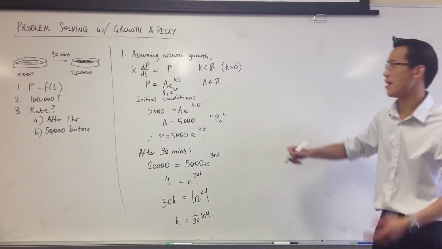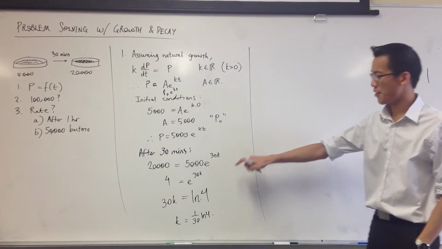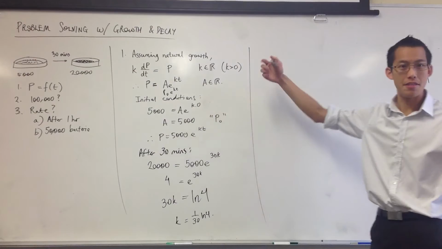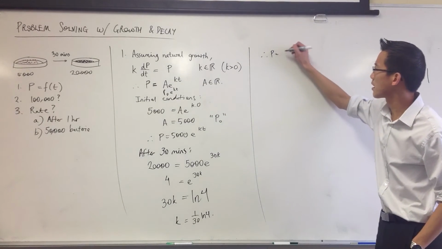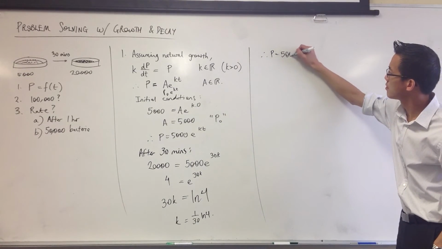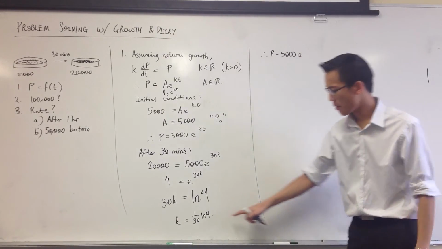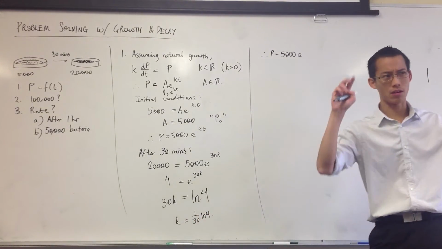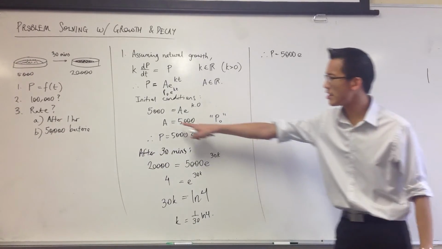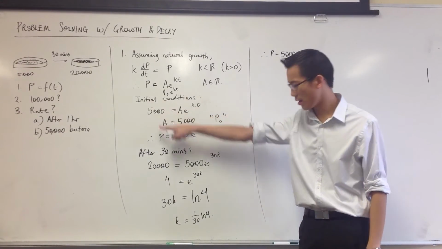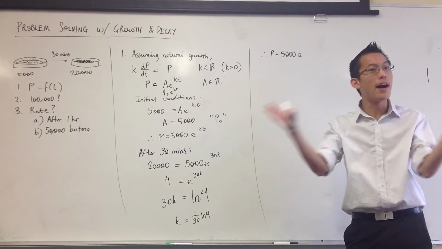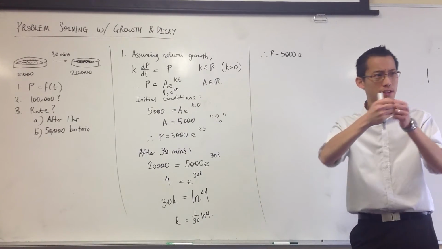Let's just tie it all up in a nice knot. There's my k, there's my a. Therefore, the population can be expressed as 5,000 e to the... Now, with k, remember we called this k the constant of proportionality. So this tells you where you begin. This tells you how fast you grow. So it has the effect of stretching things out.